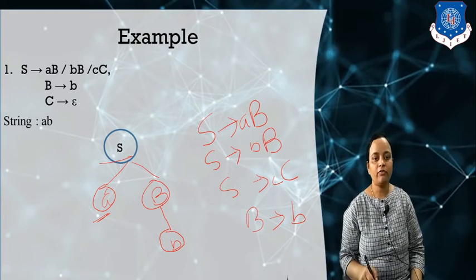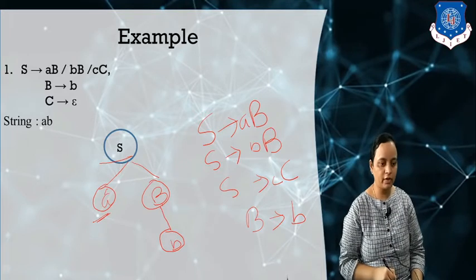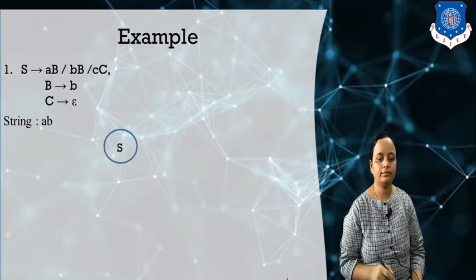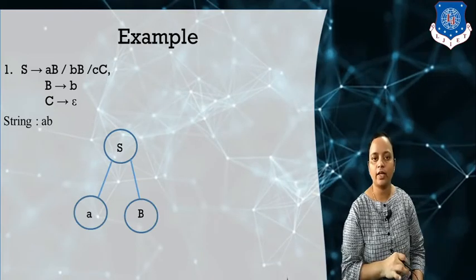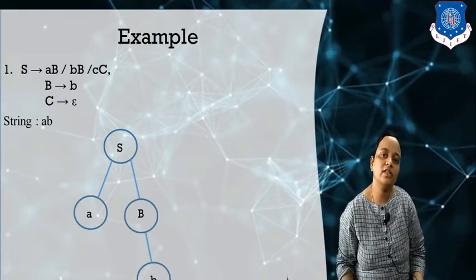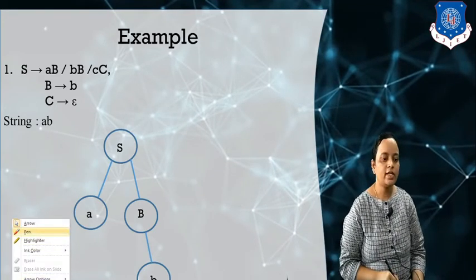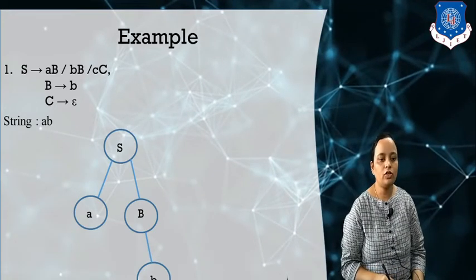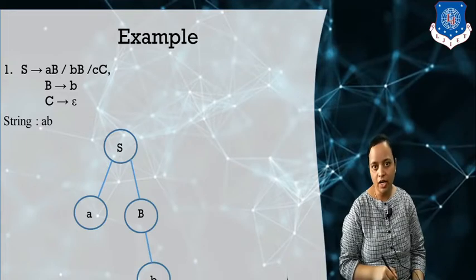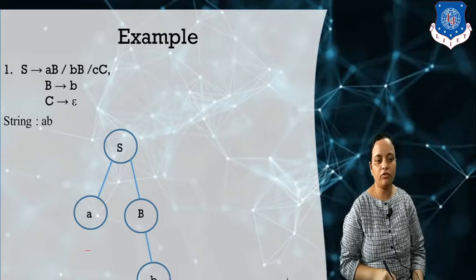So now, can we expand the derivation tree further? No, we cannot expand. So our derivation tree is like this: S derives small a, B, and B derives small b. Now, what is the resultant product of this derivation tree? In this derivation tree, we need to read all the leaf nodes from left to right. You can see a leaf node appears.